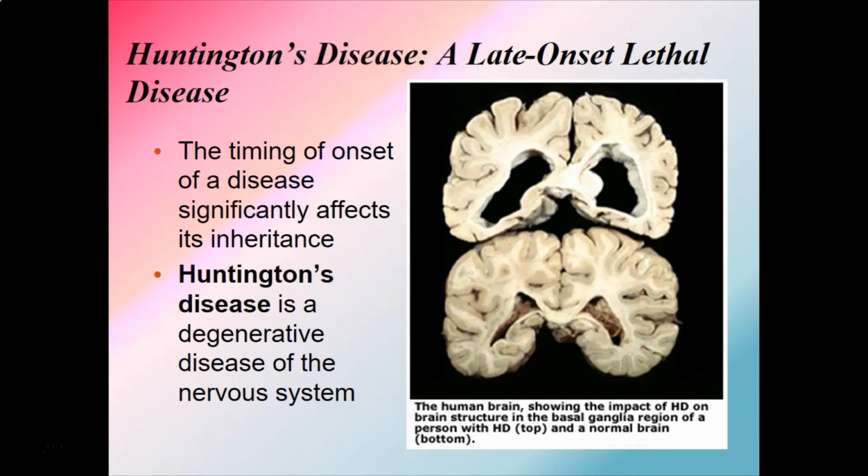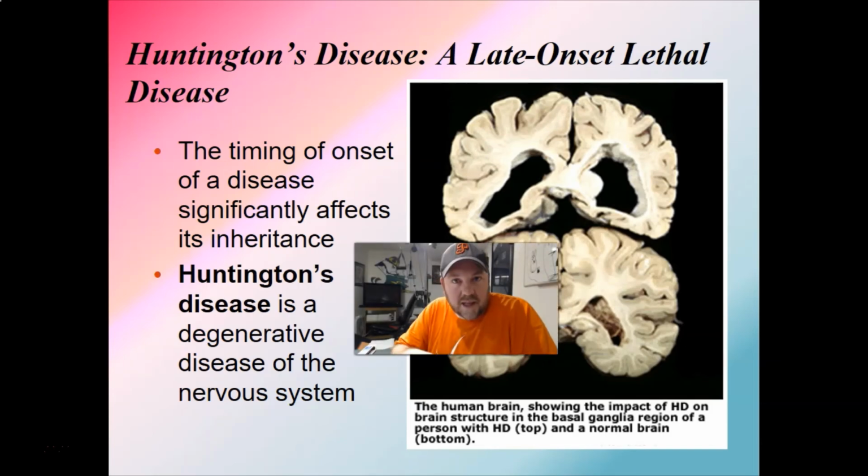Now, the sad part is, think about it. If this doesn't hit until later in life, you might have already had your kids. And let's just say right now that Huntington's is dominant. So let's say you're big H, little h. So if I have Huntington's and I already had my kids and now I found out, oh my gosh, what?